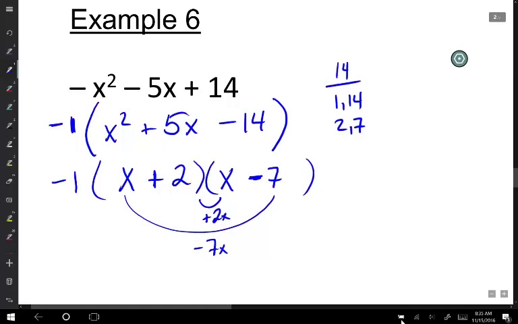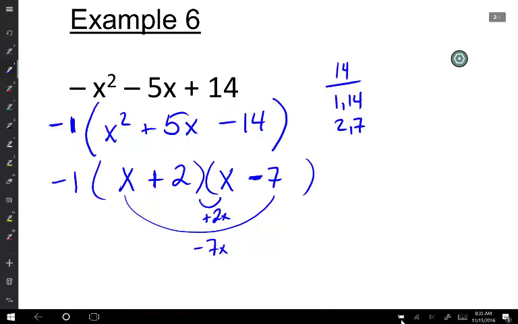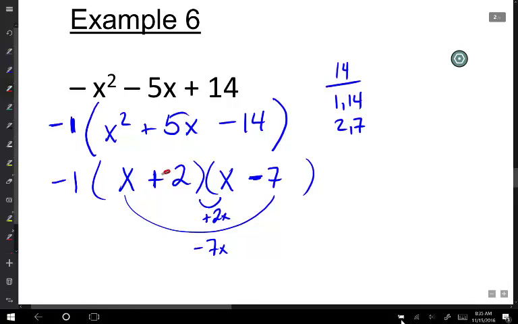Yeah, it looks like we have negative 5x and we want to have positive 5x. So remember, that's where we change the signs. So this one's going to be a negative, and that one's going to be a positive. So let's write this cleanly. The opposite of x minus 2 times x plus 7.